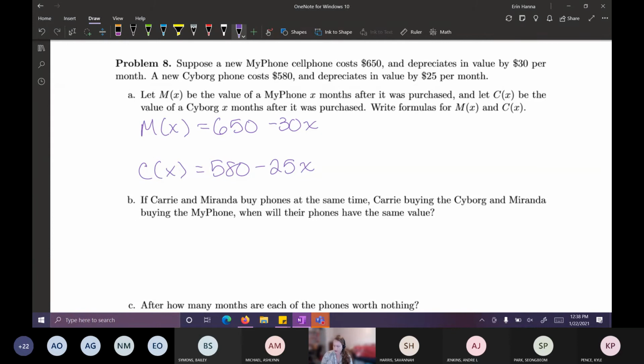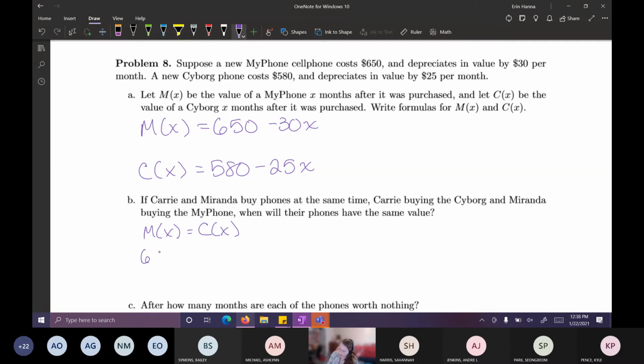Say Carrie and Miranda buy phones at the same time, and because we want to match letters, Carrie's going to buy the Cyborg and Miranda's going to buy the MyPhone. When will their phones have the same value? So since the value of the phone is the m of x or the c of x, we essentially want those two values to agree with each other.